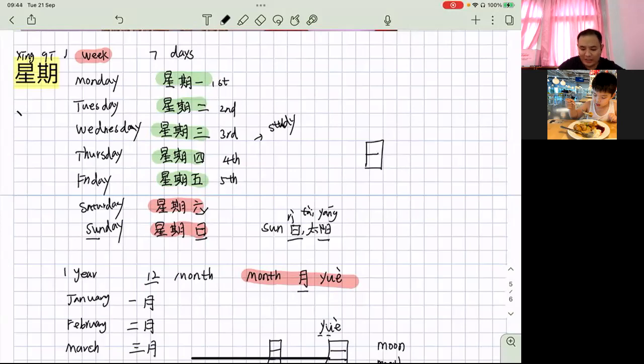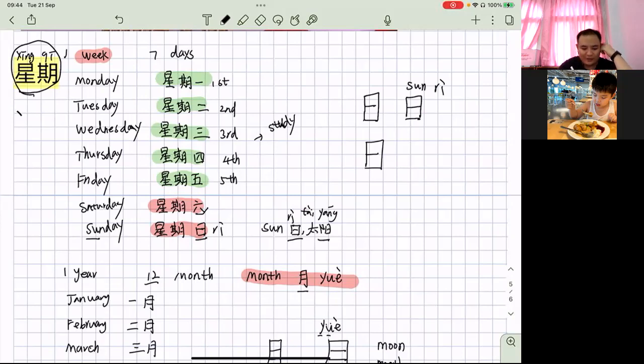星期日. Okay, now how to write it? 1, standing line. 2, sleeping line with a standing line. 3, 4. Now join together. Now one more time. 1, 2, 3, 4. Now this stands for sun. Now we pronounce 日, 星期日. Clear? Now this is Chinese character 星期. 星期 means start date. It means one day, right? 1 day.